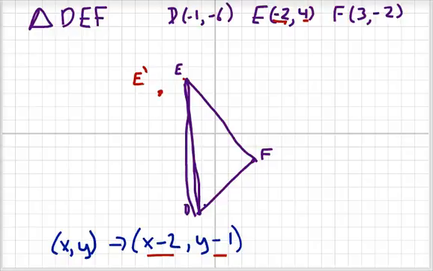F is 3 comma negative 2, so 3 minus 2 is 1. And negative 2 minus 1 is negative 3, so I'm going to get 1 comma negative 3. Go ahead and label that F prime. And then D is negative 1 comma negative 6, so we're going to get negative 3 comma negative 7, which is right there. And again, label it D prime. Draw in our figure.